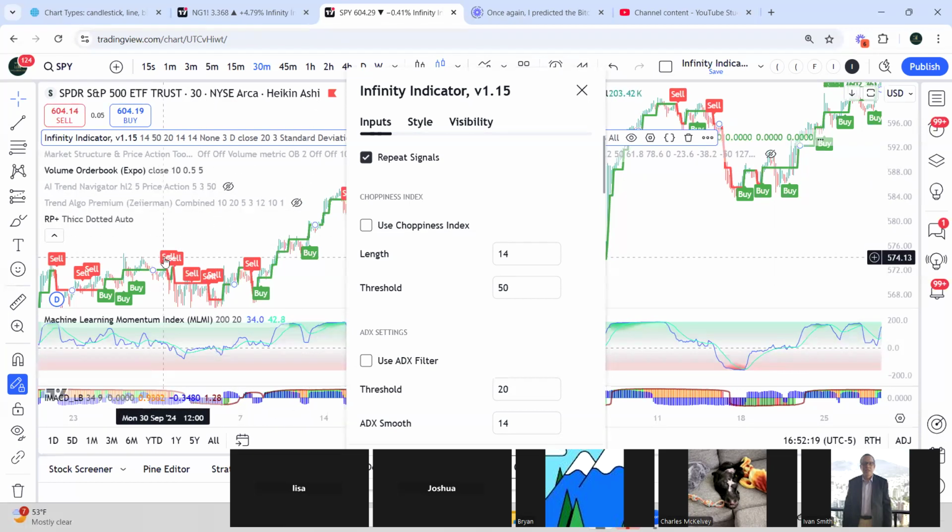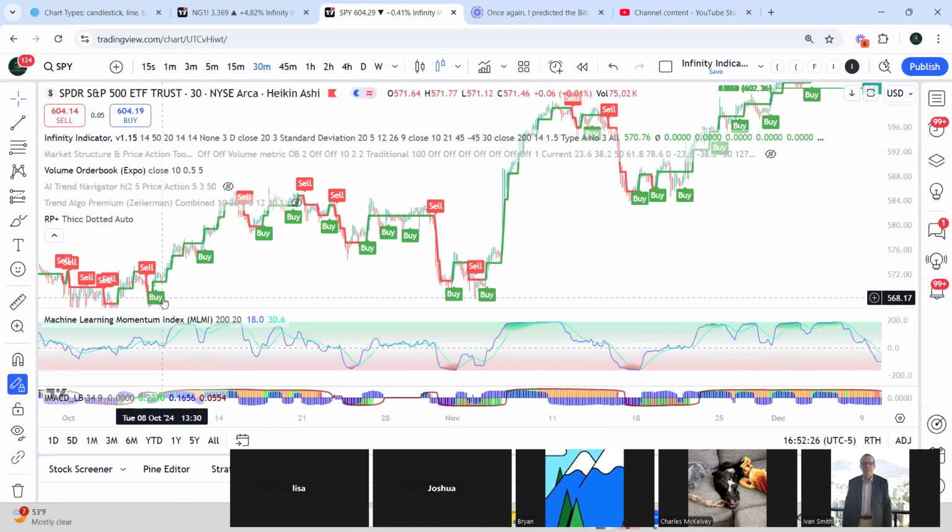For instance, here we've got a sell signal. You could then average in on the sell signals, or here we've got a buy signal. Instead of just buying once, you could have bought and then averaged in. They say ride your winners, right? This is a good way to average up and ride your winners, and you're taking home more profits. So I do suggest having the repeat signals on.